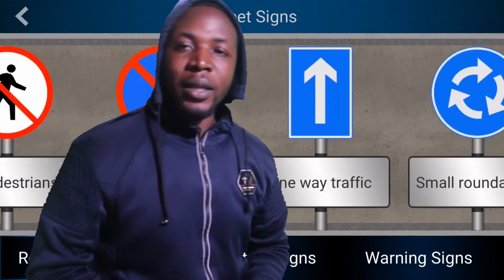Then number two, we have the vertical signs. The vertical road signs are those signs that you see placed on poles around the roadsides to tell the driver what to do or to warn the driver. Remember, horizontal signs are the markings on the road, and vertical signs are the poles you see beside the road.